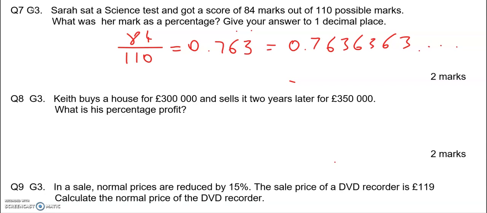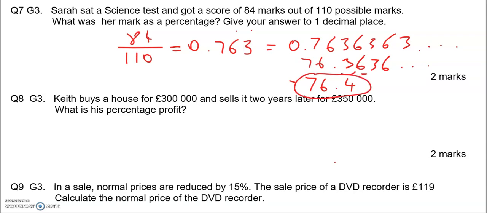So when we convert a decimal to a percentage, we multiply it by 100. So the answer becomes 76.3636 and so on. So rounding this to one decimal place, meaning one digit after the decimal point, looking at the 6, it is 5 or higher, so we're going to give the 3 one extra to make this 76.4, and that should be the answer to one decimal place.